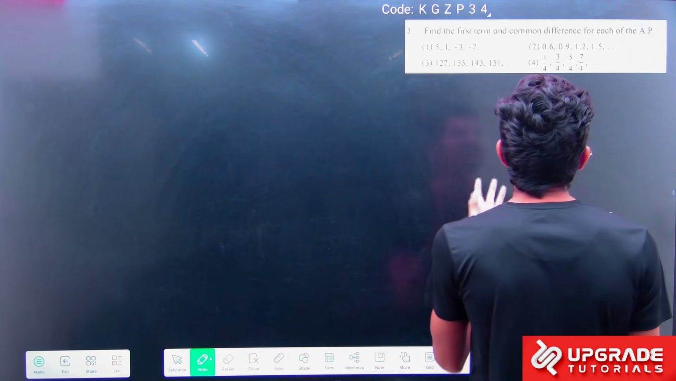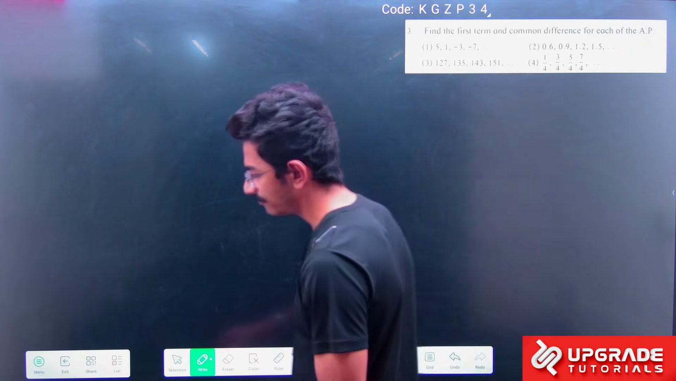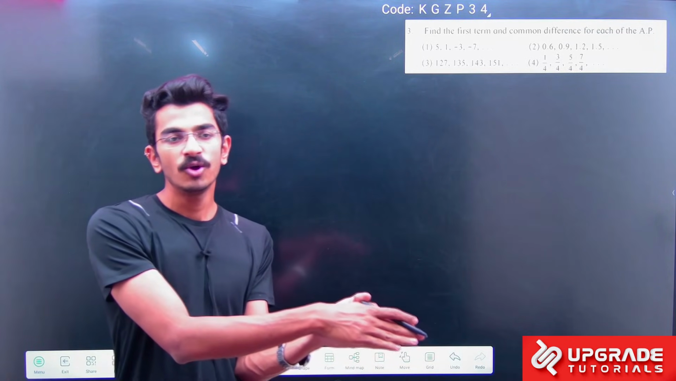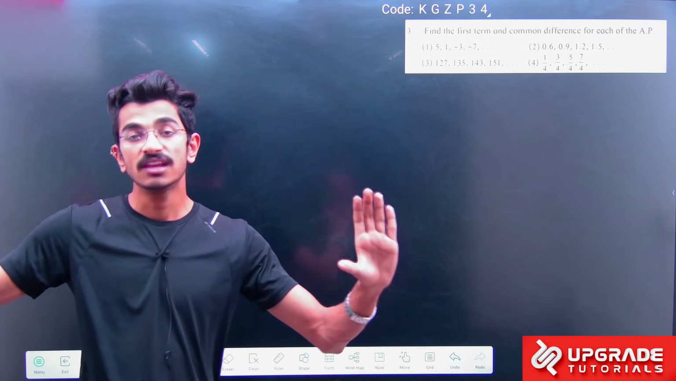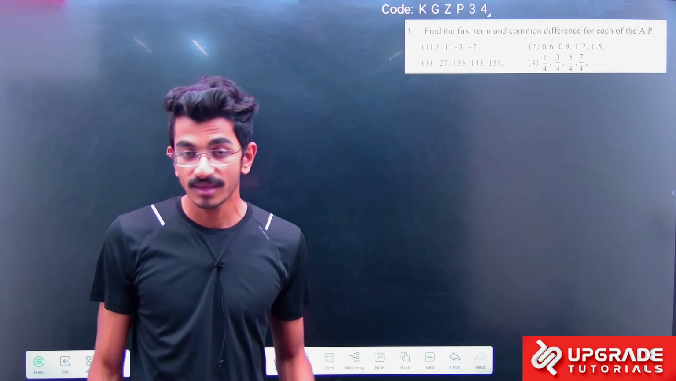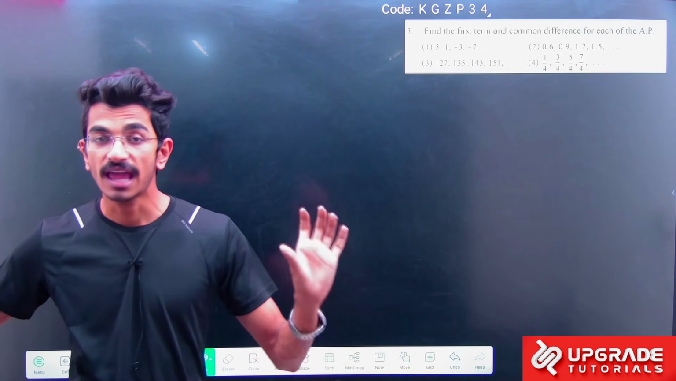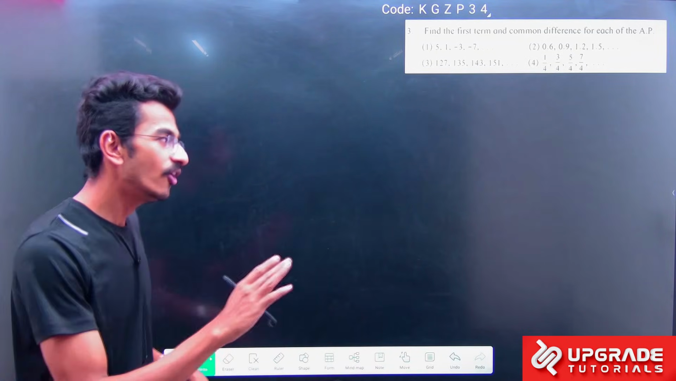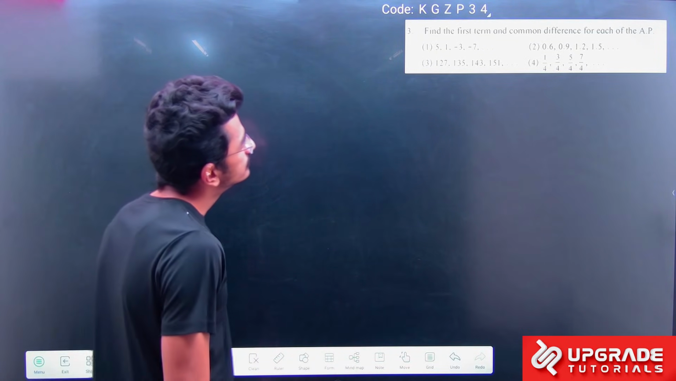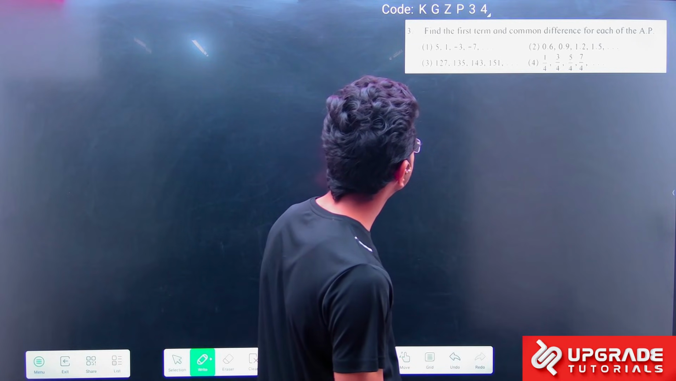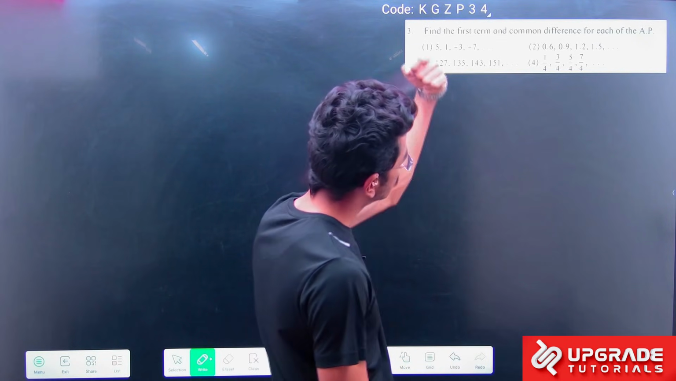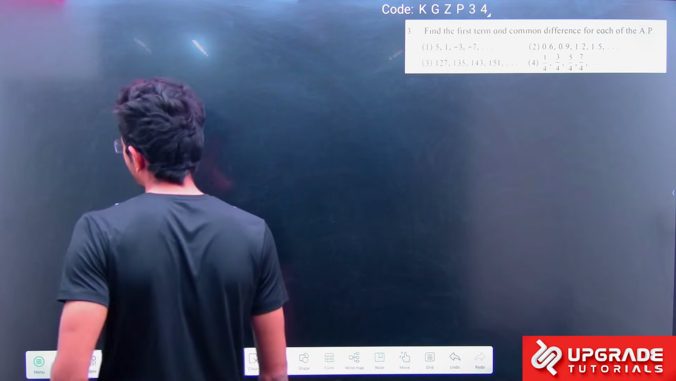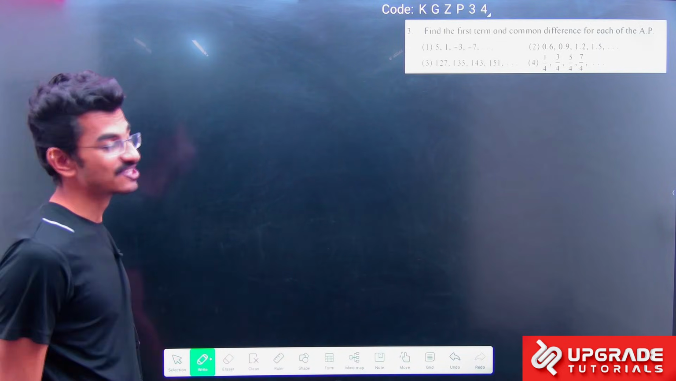Find the first term and common difference for each AP. Just you have to do the opposite. Before this sum, we found the series in which A and D values were given. Now the series is given and you have to find the values of A and D. Just reverse the process. Very easy. I think I will take question number 1, 2 and 4 and we will end the chapter. Chapter means for today's session.